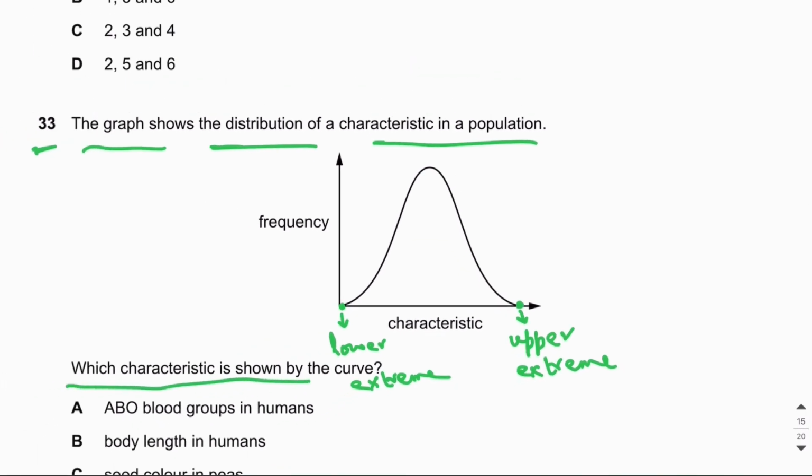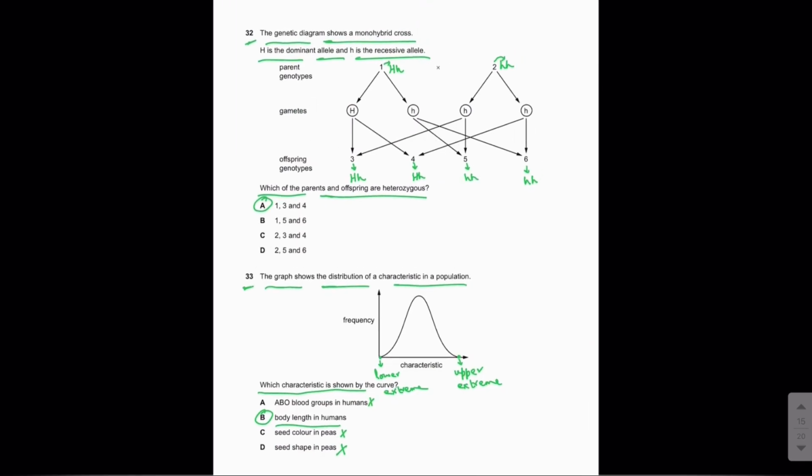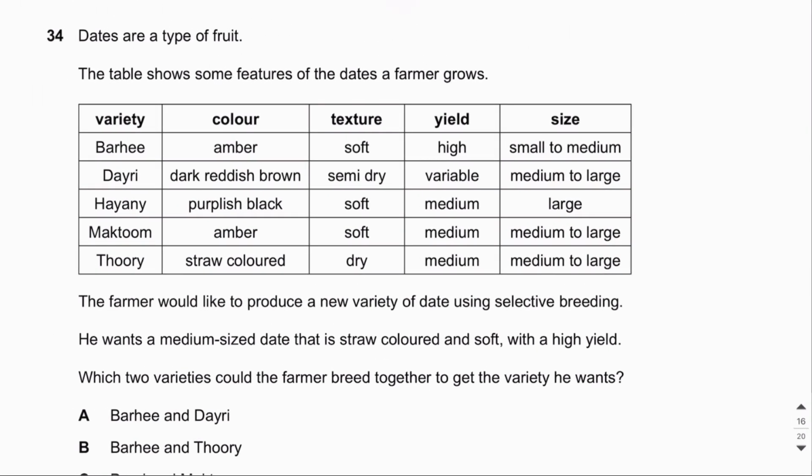Which characteristic is shown by the curve? ABO blood group in humans? No, guys, this could not be the answer because ABO blood group system in humans is an example of discontinuous variation. Body length in humans? This is the answer because body length is an example of continuous variation. Seed color in peas is an example of discontinuous variation, and seed shape in peas is also an example of discontinuous variation.